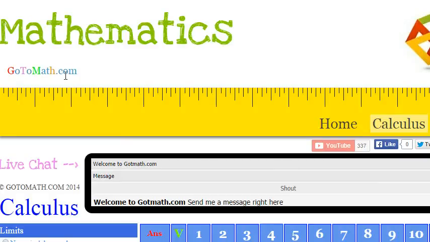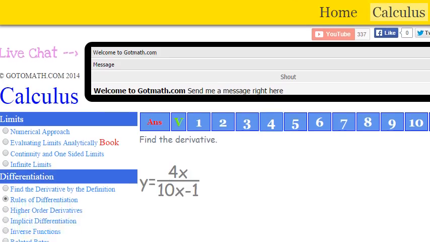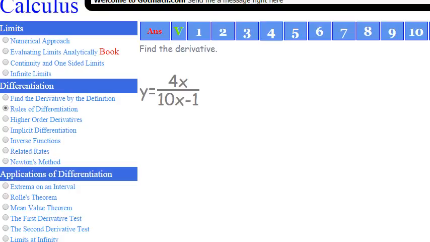Okay, we're over here at gotomath.com practicing our calculus problems, and we are doing rules of differentiation. This one here, which comes from this section, says find the derivative. And so we're going to be demonstrating a new rule called the quotient rule. The quotient rule. All right. So let's move over to the board and let's get this written out.